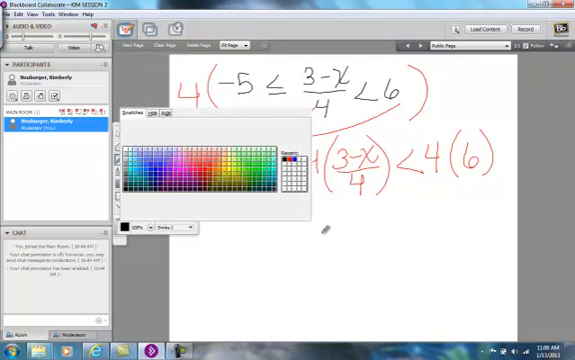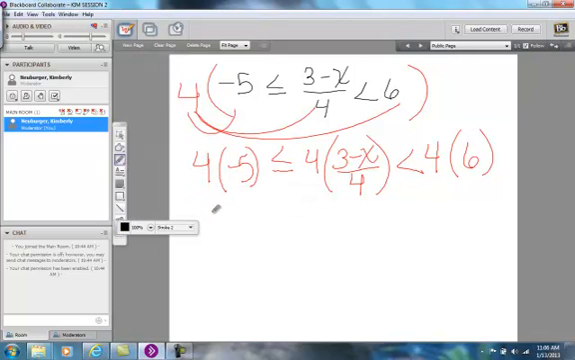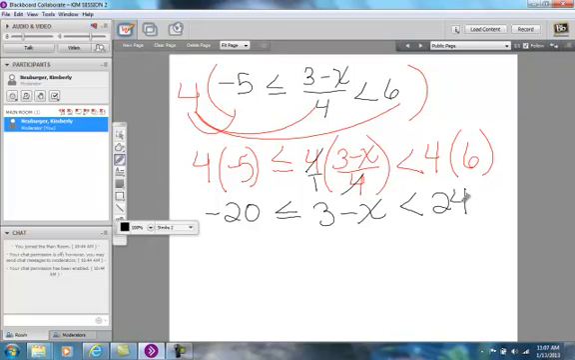Now we can go back and do our multiplication. 4 times negative 5 is negative 20, which is less than or equal to your middle portion. These 4's cancel because this 4 is over 1, so these will cross cancel. And we are left with 3 minus x, which is less than 4 times 6, which is 24. Now our fraction has gone away. So we need to recognize that in a compound inequality, our goal is to isolate the variable in the middle. So we need to move this 3 away and subtract 3 from all 3 parts of the inequality.